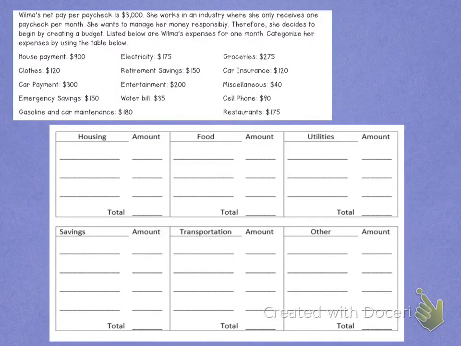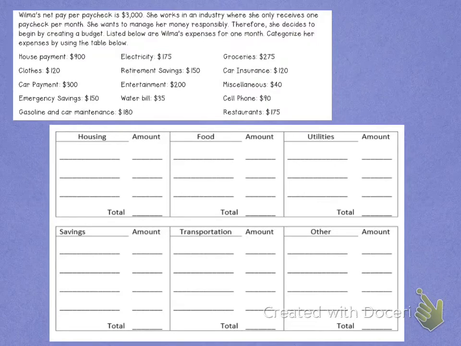So every month you're going to have a house payment or rent payment, and that's typically going to be the same amount. So it's a fixed budget every month. And then you have things like groceries that will be different. Sometimes your cell phone can have a variation to it and things like that. So let's look at Wilma's stuff.